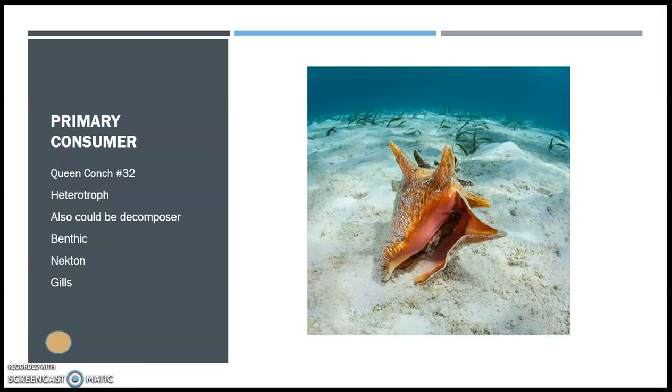And then I did say they were nekton because they can go kind of where they want. They don't drift at all. And then the gills, these snails have gills, and that is just an adaptation that they have to help with exchange of oxygen.